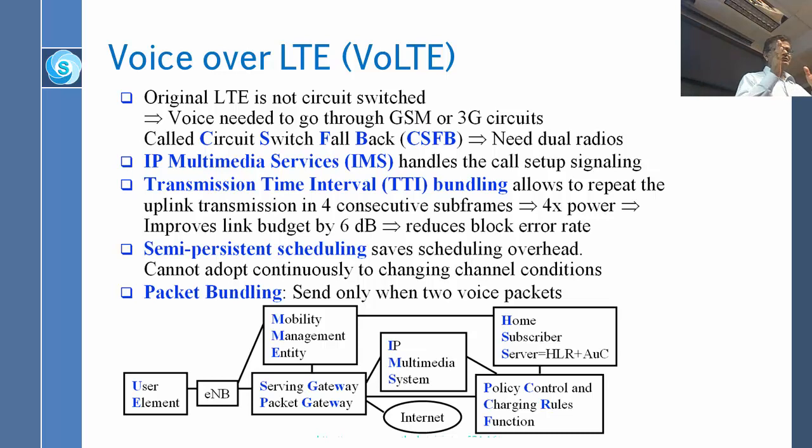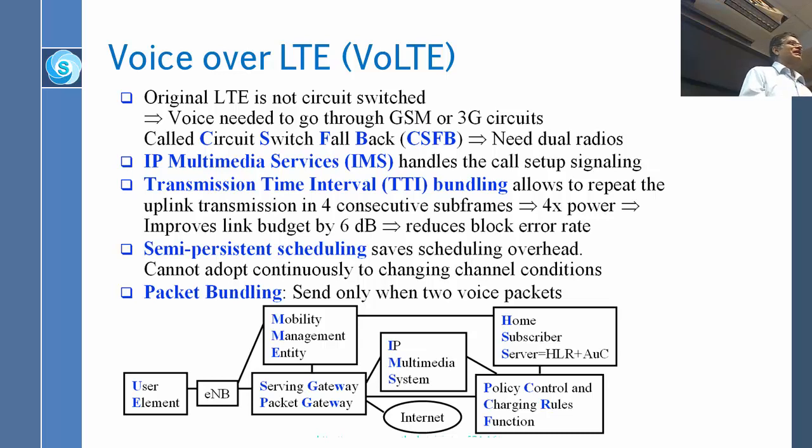TTI, transmit time interval, is basically that subframe we talked about, which was 1 millisecond long. So in 4 consecutive subframes, you transmit it here, and the next millisecond again, and the next millisecond again, and the next millisecond again. That way it gets better link budget, and the error rate goes down significantly, basically by repetition. How does it improve the link budget? What it means is you receive the same signal 4 times. The link loss is the same, but your decoding capability is as if it was a 6 dB better signal because you get it 4 times.